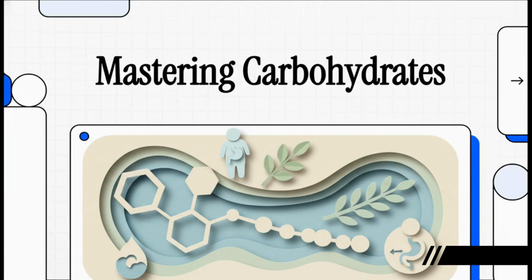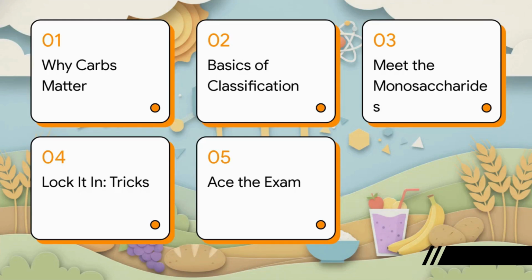Today we are tackling a massive topic, one that shows up all the time in both chemistry and biology, carbohydrates. Let's jump right in and make sure you snag every single mark you can from this chapter. So, here's how we're going to do it. First, we'll talk about why this is so crucial for your score. Then we'll build a solid foundation with classification, get to know our stars, glucose and fructose, lock it all in with some memory tricks, and wrap up with a lightning-fast revision. Stick with me and you'll walk away a master of this topic, I promise.